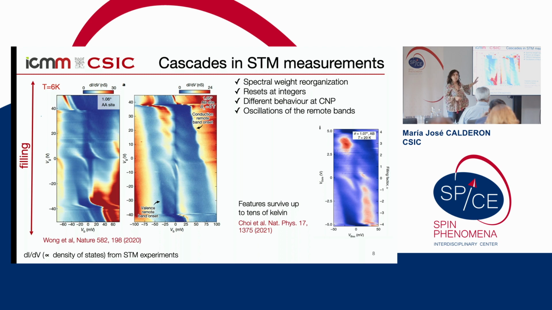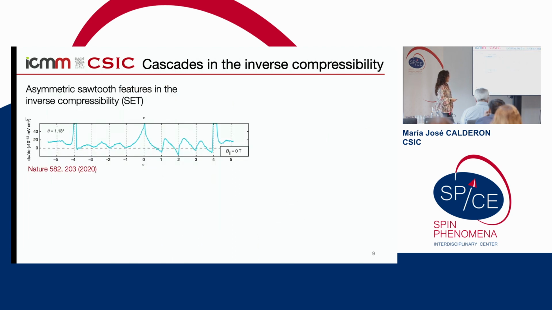And one important thing about this is that these cascades were measured at 6 Kelvin, but they have also been measured at higher temperatures, and here it is for 20 Kelvin, and there are still signatures of what is going on here. So this is something that is surviving up to high temperatures. Another signature of things happening related to correlations comes from the inverse compressibility measured with a single electron transistor.